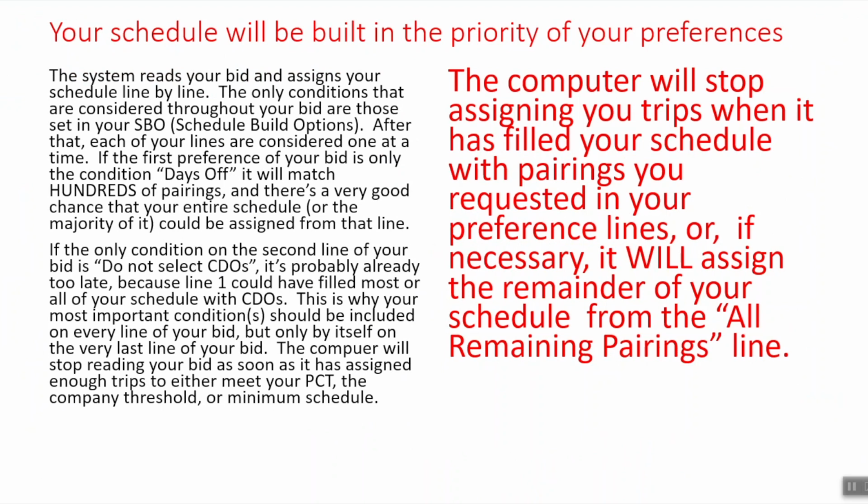In general, the first line of your bid should be a lot of conditions and very few matches. As you go down the bid, take conditions away or make them less restrictive to get more matches. Once the computer reaches either your personal threshold, or the company threshold if you don't set a personal threshold, it will stop right there in the bid.